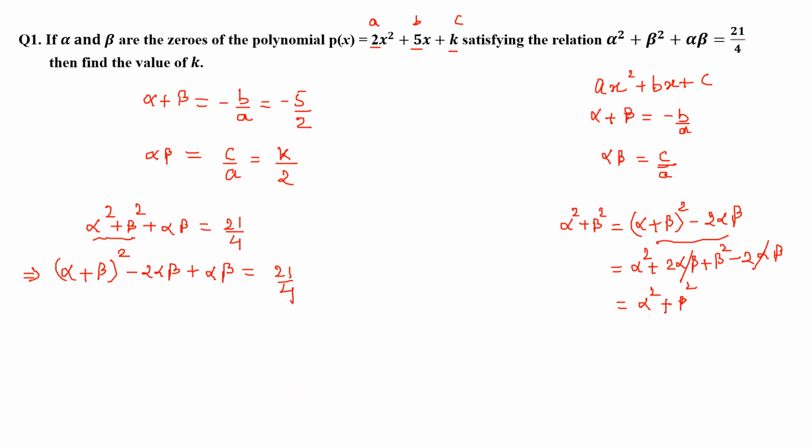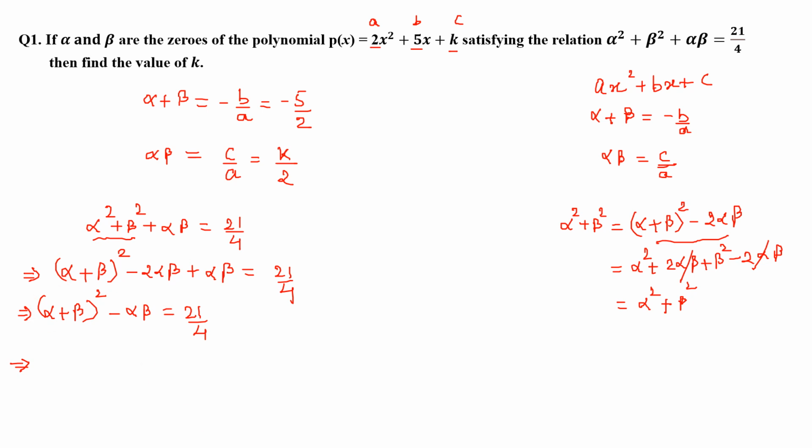Now next, alpha plus beta whole square will remain as it is, and minus 2 alpha beta plus alpha beta will become minus alpha beta equal to 21 by 4. We already know the value of alpha plus beta, isn't it? Already we know alpha plus beta is minus 5 by 2 and alpha beta is k by 2. Now I am going to put those values over here.